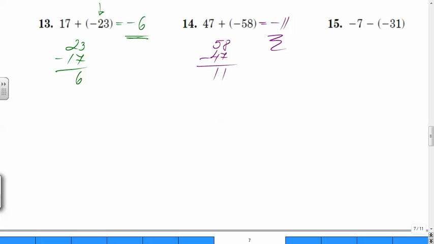Okay? Negative 7 minus negative 31. When I subtract, I'm adding the opposite. I'm changing both signs. Okay, now I have negative 7 plus 31. The answer will be positive. All I have to do is take away 7 from 31, and that will be 24, right? So the answer will be 24.